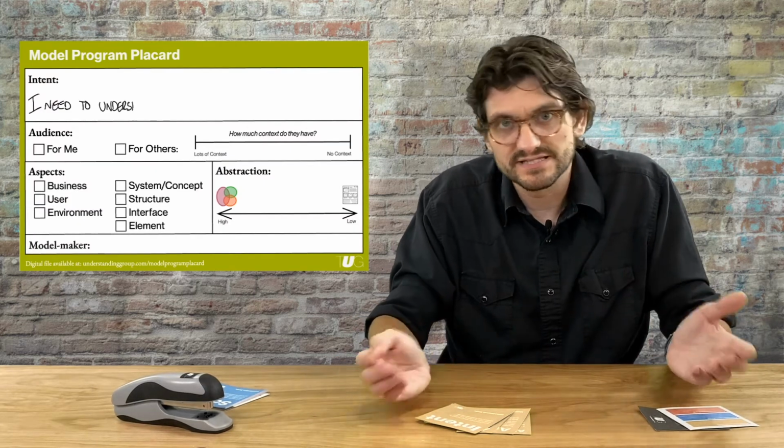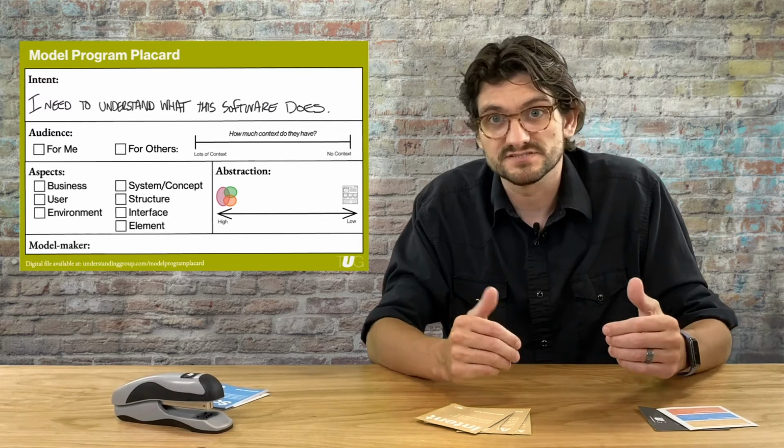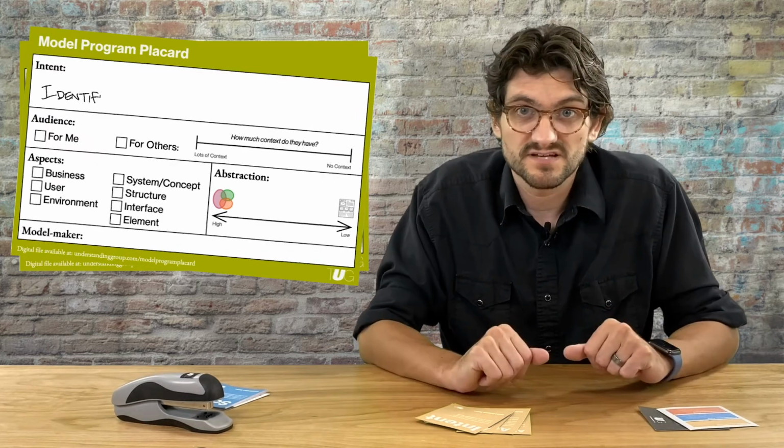Often that refined statement of intent is more narrow than the original, allowing me to discard, or at least set aside, large portions of what I was considering before. Not because it was bad, but because it just wasn't what I need right now. Perhaps the intent has changed from "I need to understand what the software does" to what really needs to happen, which is "identify the parts of the software."